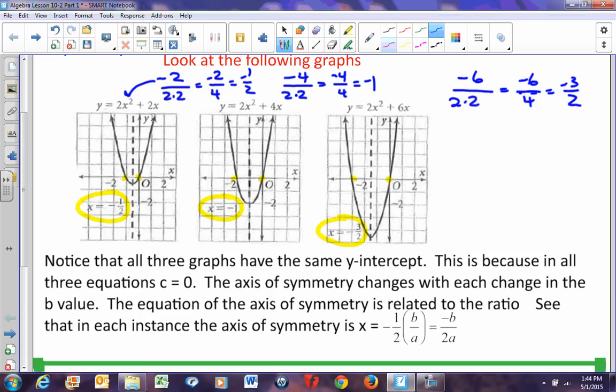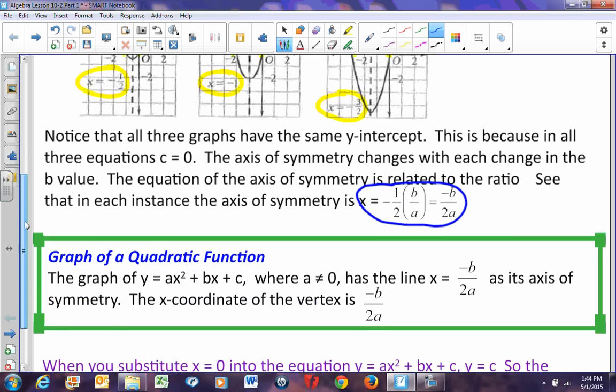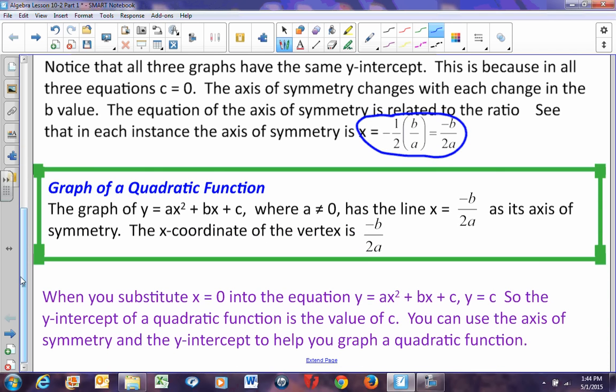Which is related to this equation right here, which I'll give you in a better form. So, the graph of a quadratic function, y equals ax squared plus bx plus c, where your a term cannot be 0, has the line x equals -b over 2a as its axis of symmetry. And the x-coordinate of the vertex is -b over 2a. This is a very important concept, something that you should highlight in your notes.